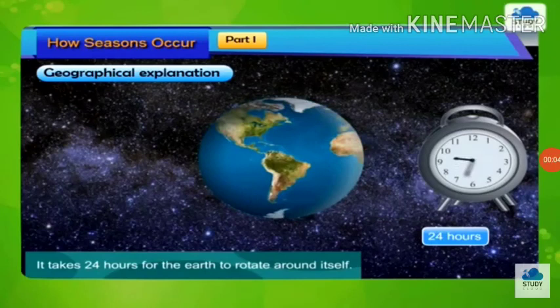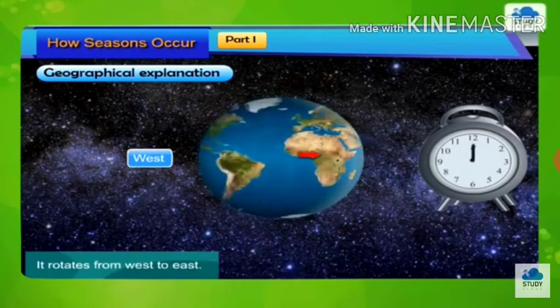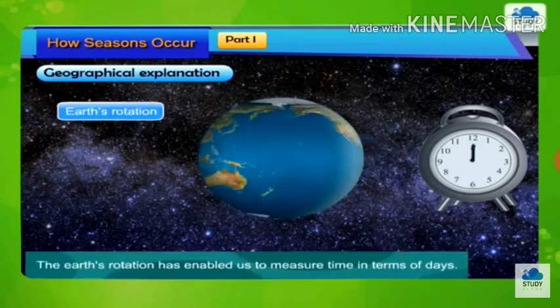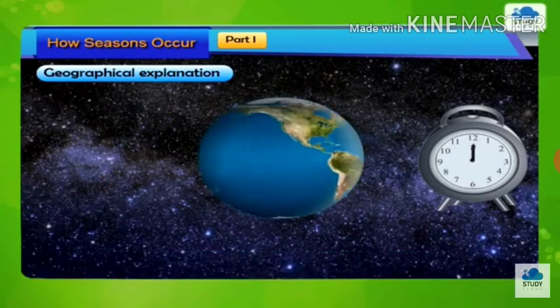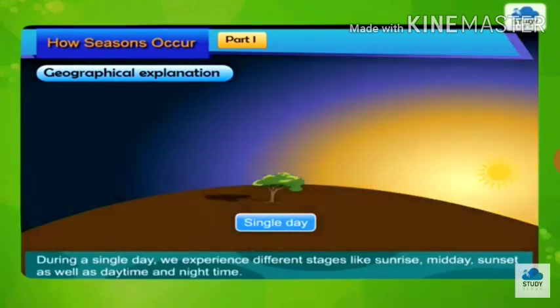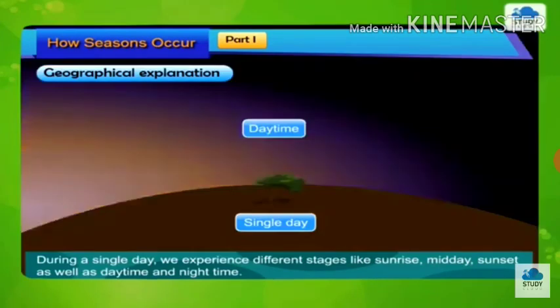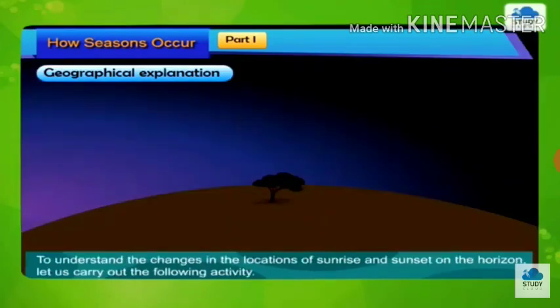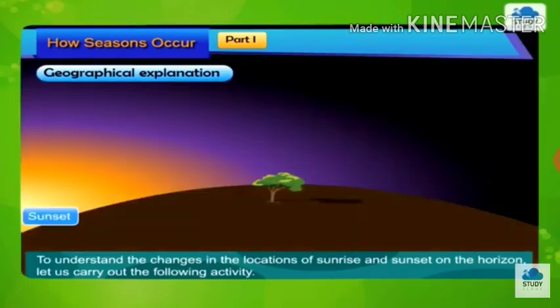It takes 24 hours for the earth to rotate around itself. It rotates from west to east. The earth's rotation has enabled us to measure time in terms of days. During a single day, we experience different stages like sunrise, midday, sunset, as well as daytime and nighttime. To understand the changes in the locations of sunrise and sunset on the horizon, let us carry out the following activity.